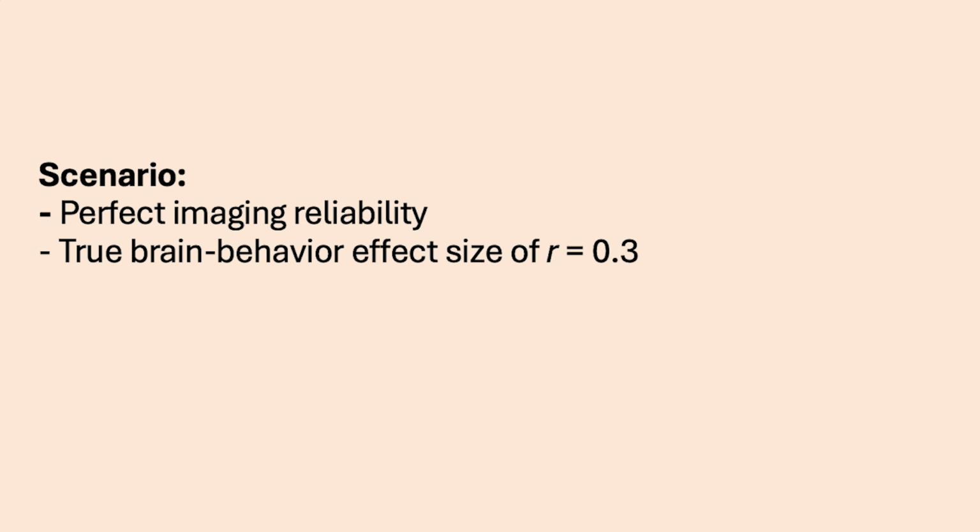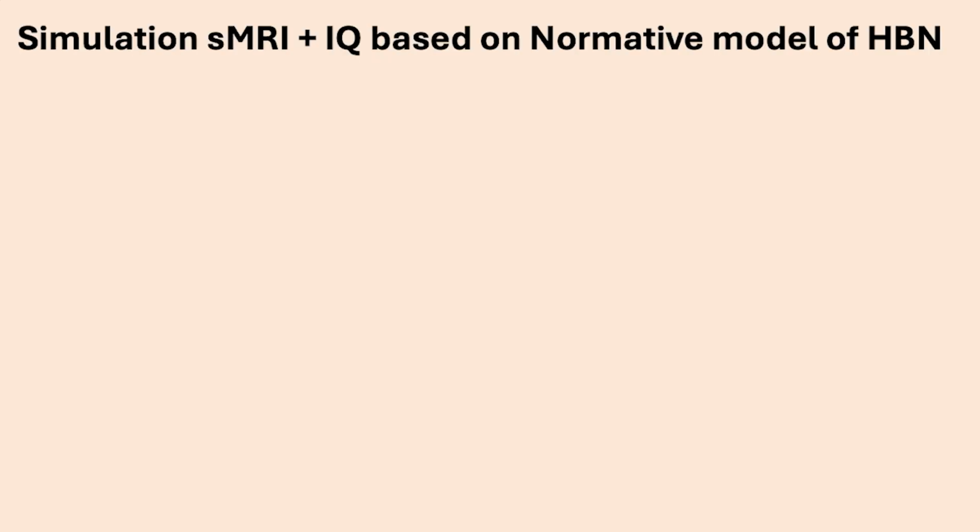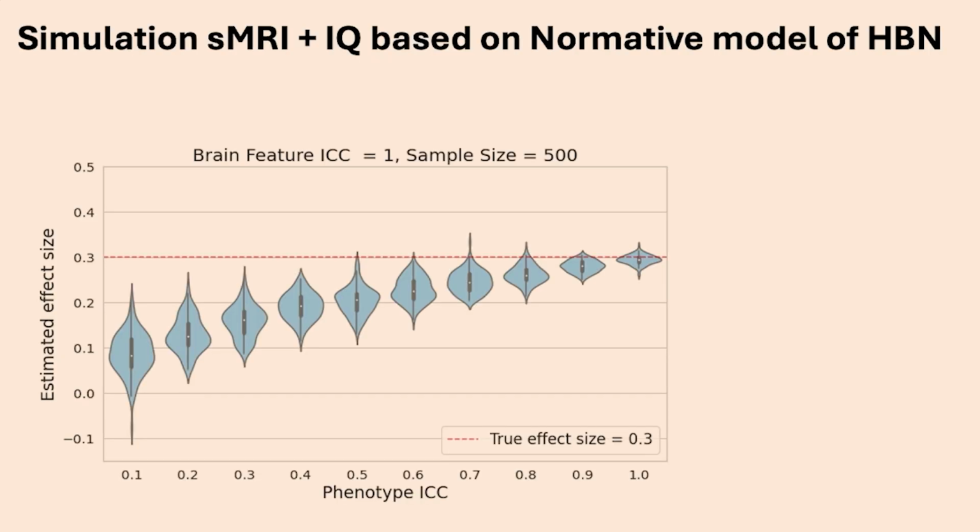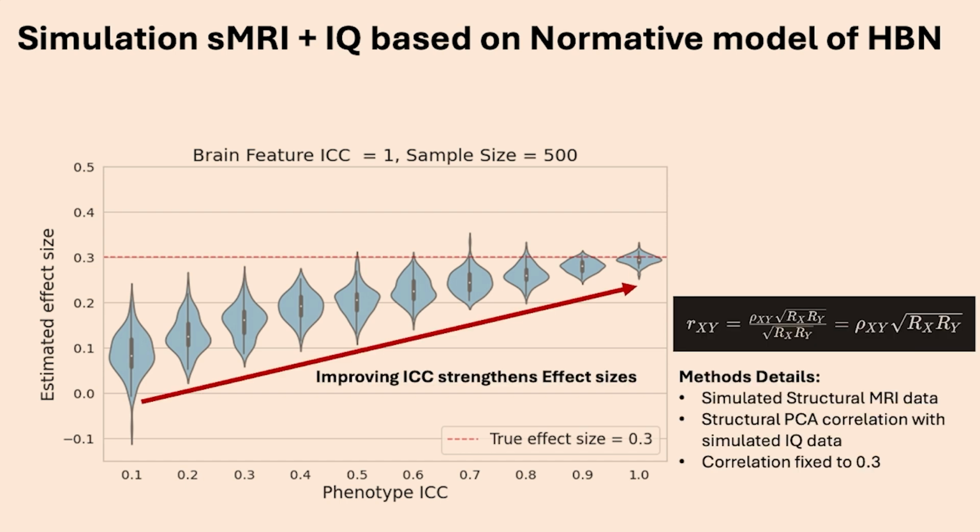So let's take this mock-up scenario. This is when we've idealized our imaging and we've achieved perfect reliability, and there's a true underlying correlation of 0.3 here. This simulated data set is based on the normative model of the Healthy Brain Network. What do we see? As we improve the reliability of our phenotypic data, we see this strengthening of effect sizes. We start to approach the true underlying population level correlation. Now, this is obviously simulated data based on real data, but it's still simulated.